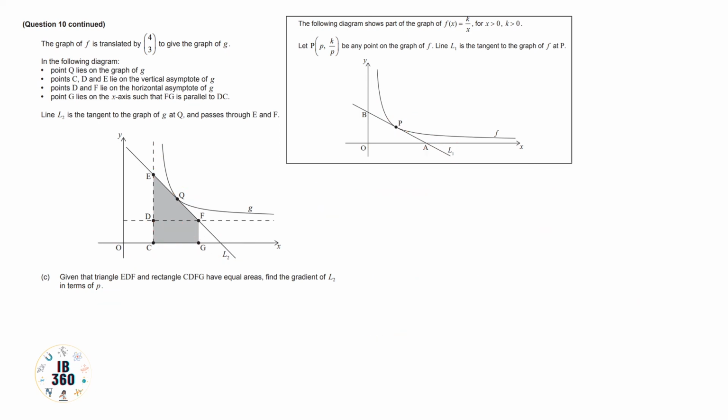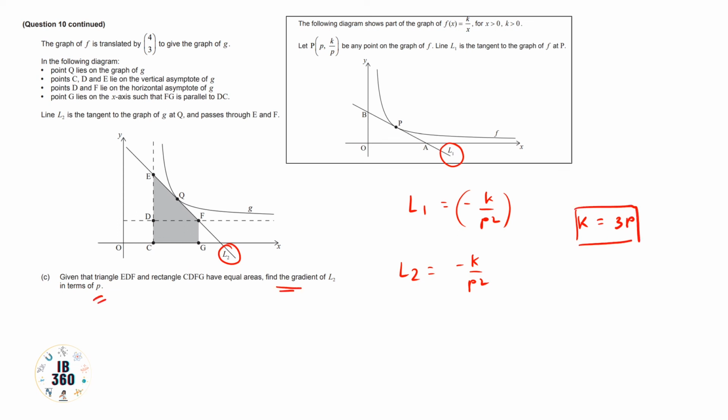Now, as I have already told you, gradient of L1 is equal to gradient of L2. Gradient of L1 was minus k by p square, so gradient of L2 again will be minus k by p square. But we have to keep the answer in terms of p, as the question says find the gradient of L2 in terms of p. So just substitute k with 3p. So L2 equals minus 3p divided by p square, so it is minus 3 by p. So the gradient of L2 in terms of p will be minus 3 by p. So it is also done.